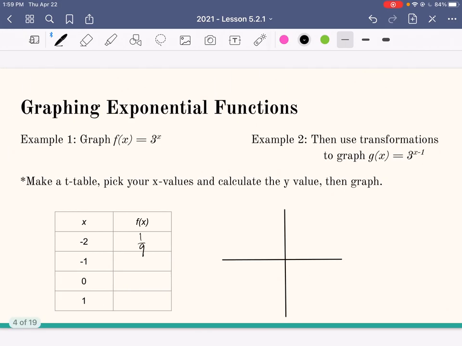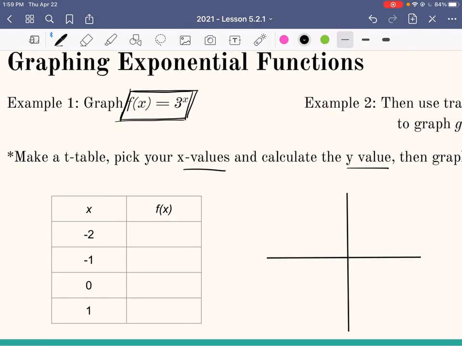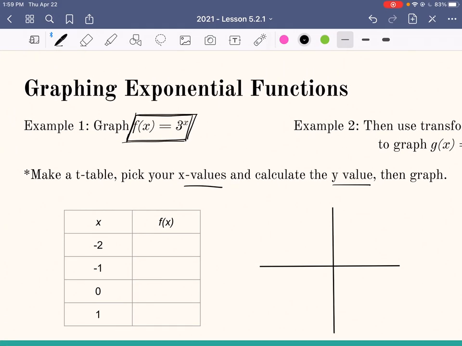Okay, so let's look at a basic example. We've got f of x equals 3 to the power of x. Now, when in doubt, whenever you are graphing a new function or just one that you haven't seen in a while, you can always just make a t-table, pick some values for x, and then calculate the y value and graph it. So that's exactly what we're going to do here. I want you to make a table. We've got values for x between -2 and 1. So -2, -1, 0, and 1. We're going to plug those in here.